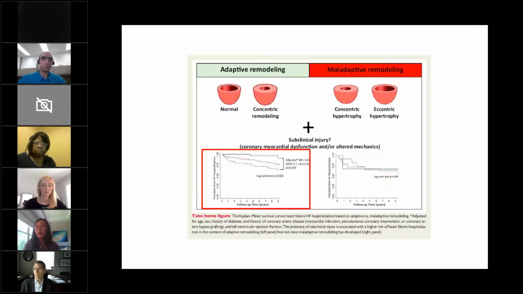And finally, when we did a stratified analysis based on adaptive versus maladaptive remodeling, we saw that the patients with adaptive remodeling, when they had both abnormal GLS and MFR, had a higher hazard of heart failure hospitalization, with a hazard ratio of 3.93. Interestingly, this relationship was not observed in the maladaptive remodeling group, suggesting that these early markers of end organ injury may not be so useful later in the disease process, but may be more useful in earlier disease.